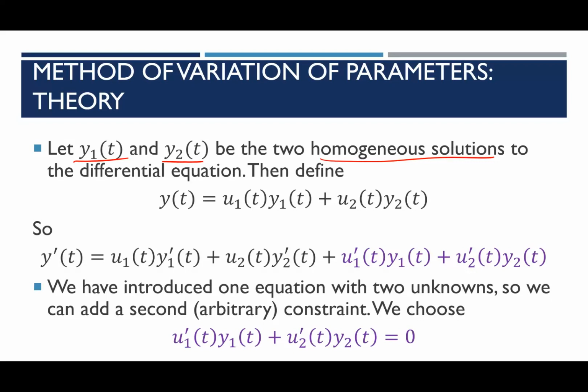Right, so this is the complete y prime, but I'm going to make a constraint that these two add to 0. Now what that allows me to do is I now have an equation that I can use to find what u1 prime is in terms of u2 prime, y2, and y1. Now, of course, that wouldn't be enough to solve anything in and of itself.